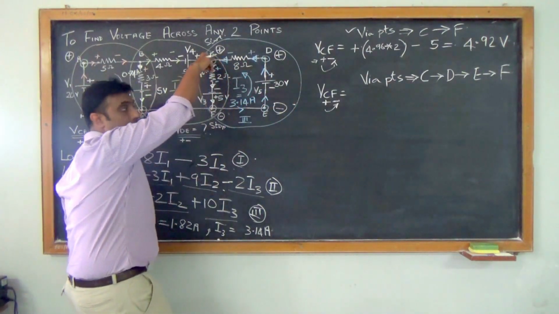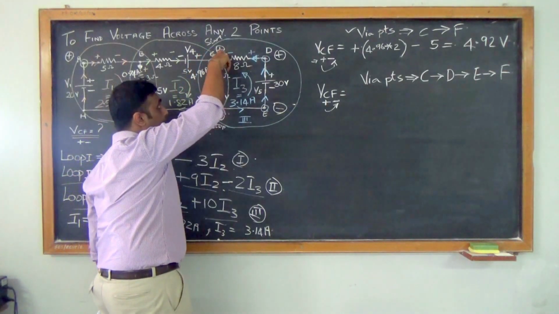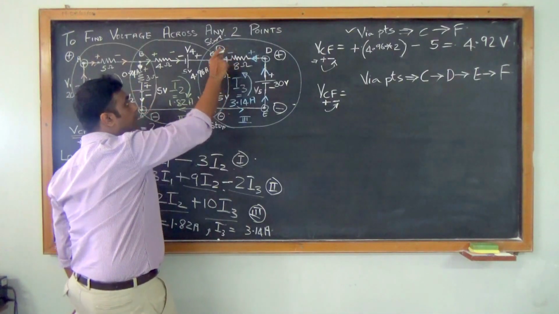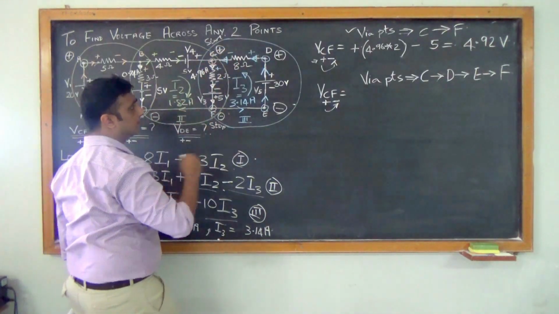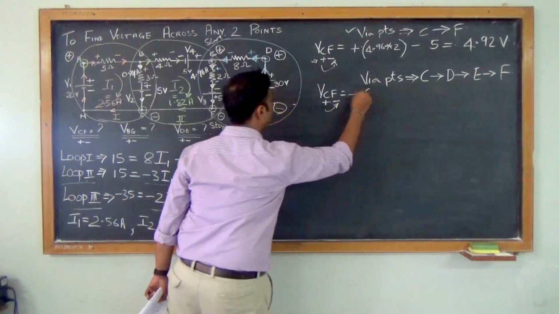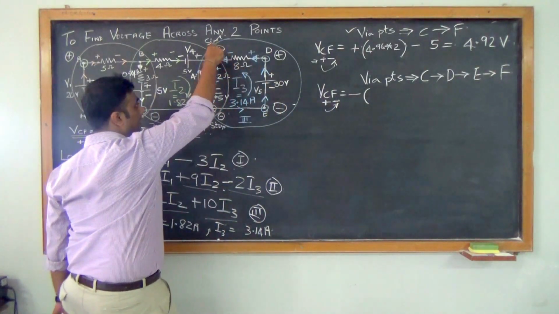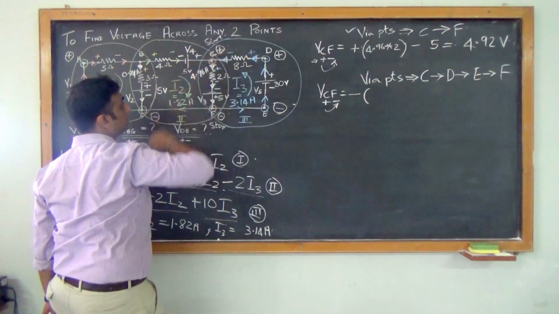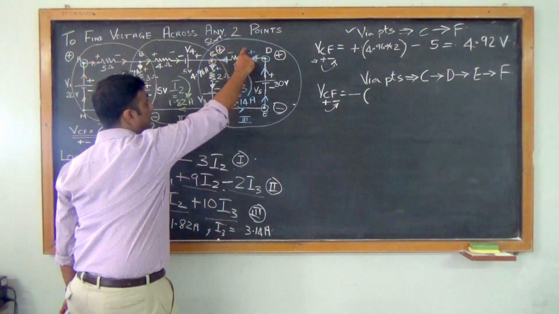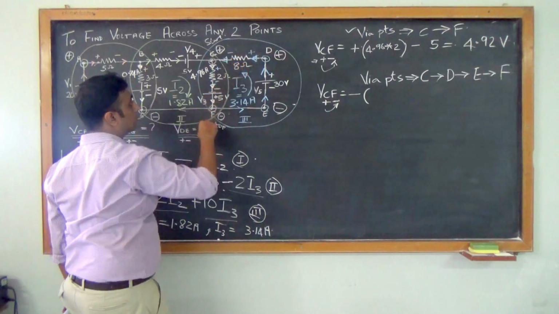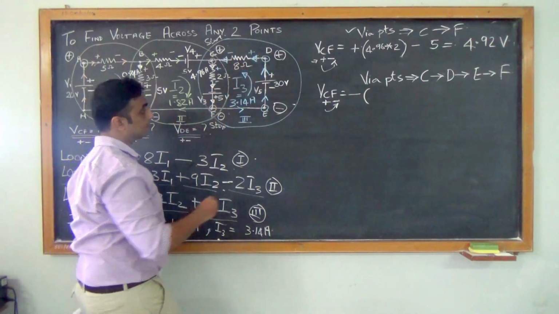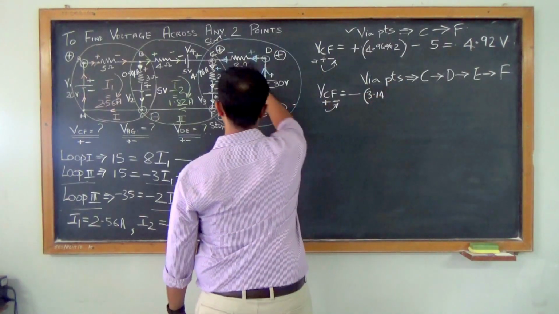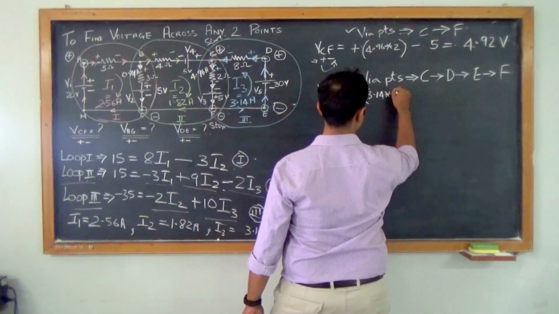So starting at C, the first terminal I meet is the 8 ohms resistor, and it is a minus terminal. Again, positive into negative, negative. So I have to multiply. Clear? So positive into negative, negative. Find out the voltage drop. What is the current flowing in the 8 ohm resistor? It is I3, which is 3.14, into 8.